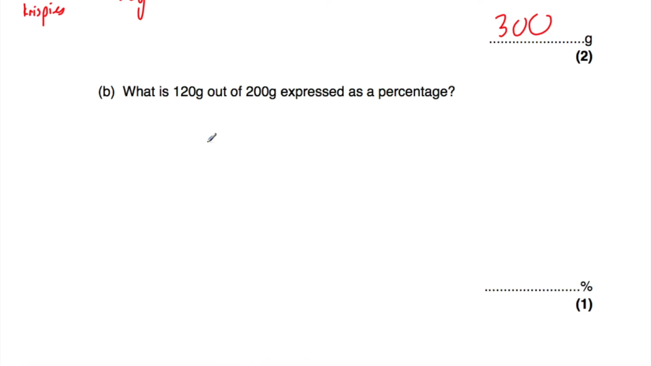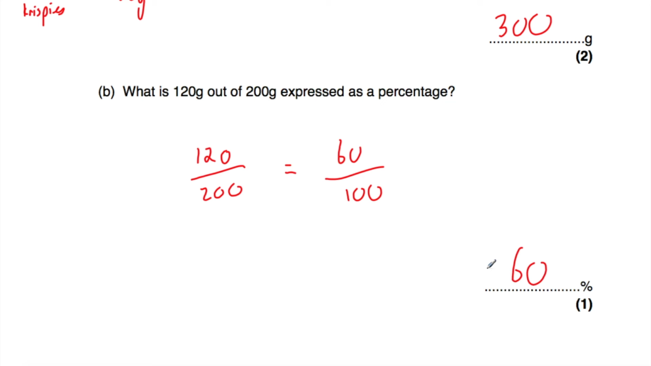So let's write it as a fraction to begin with. That's 120 out of 200. So that's it expressed as a fraction, and we want to express it as a percentage. Now remember, percent means out of 100. So ideally what I'm going to do is cancel this down and simplify it so that I've got 100 on the denominator. So to get from 200 to 100, we divide by 2. So let's divide the numerator by 2 as well. So that'll be 60 out of 100. And 60 out of 100 would be 60%. So 120 out of 200 expressed as a percentage would be 60%.